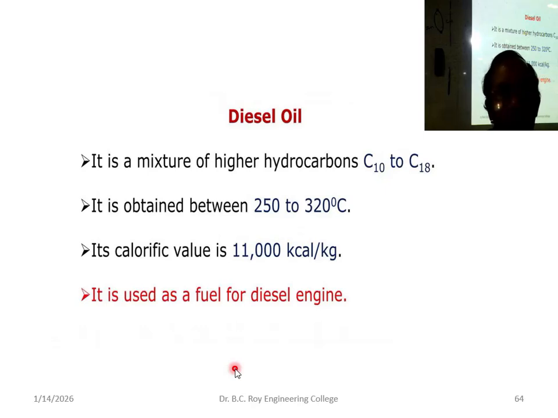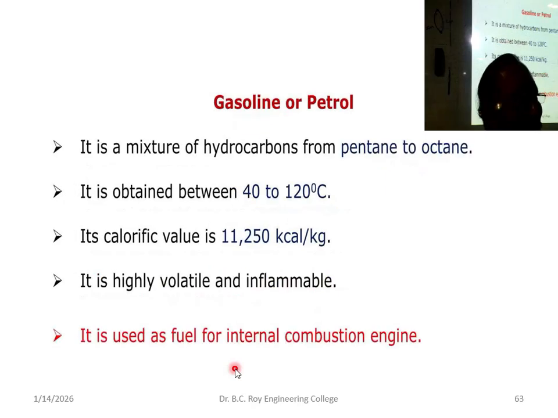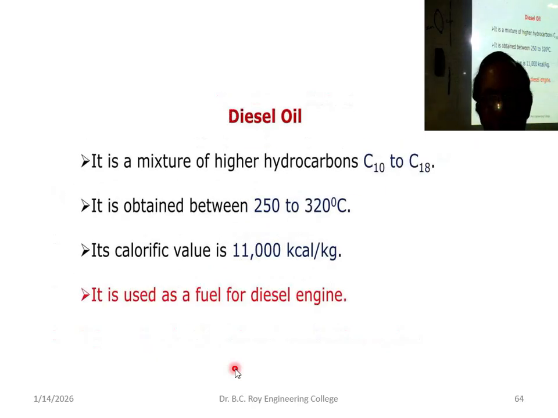Now coming to diesel, it is a mixture of higher hydrocarbons, cetane to C18, as I told you yesterday. Cetane is decane to octadecane. Temperature range is 250 to 320 centigrade, calorific value 11000. Diesel is actually a little less than petrol's 11250. It is because of one problem.